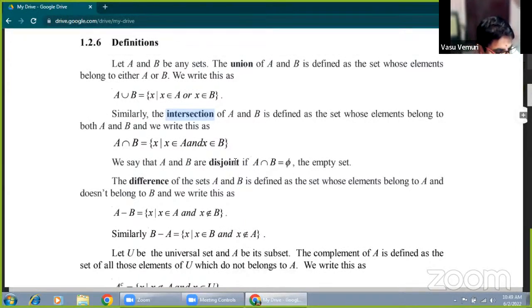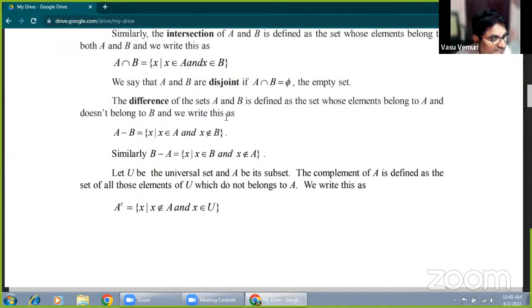Suppose both sets are disjoint. What is the meaning of disjoint? These definitions are involved in further concepts, especially group theory, which is a major part from the commencement of group theory. Here, A and B are disjoint means A intersection B equals the empty set.